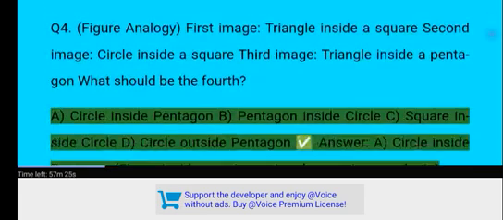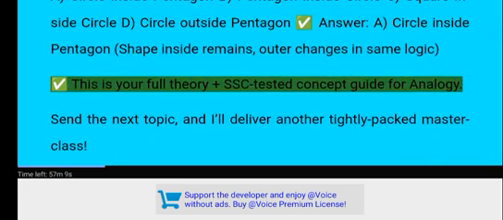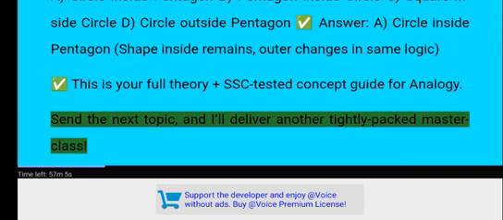A, circle inside pentagon. The shape inside remains, the outer changes in the same logic. Checkmark, this is your full theory plus SSC tested concept guide for analogy. Send the next topic, and I'll deliver another tightly packed masterclass.